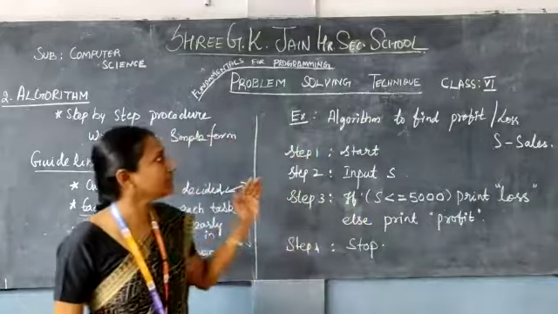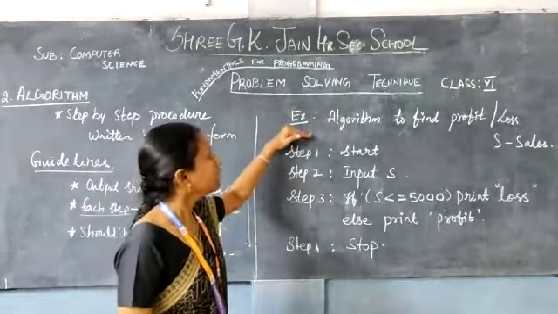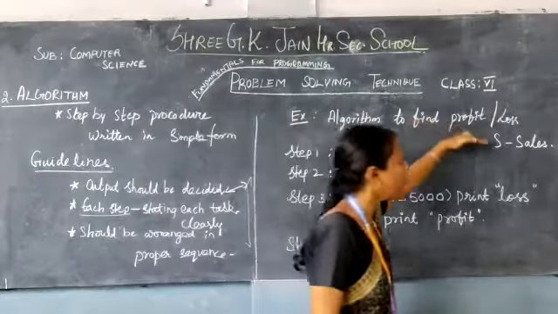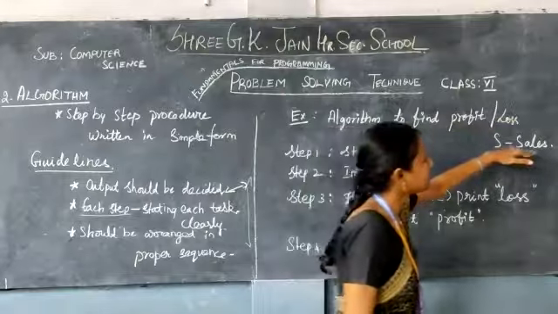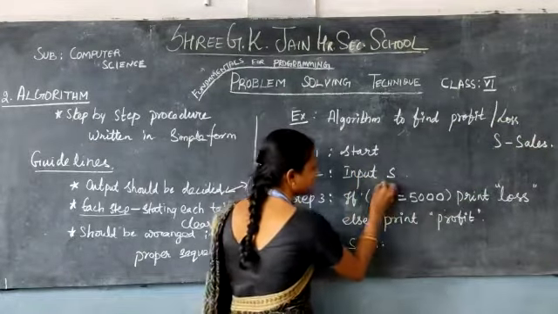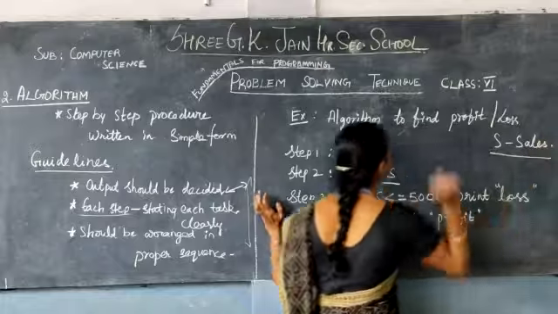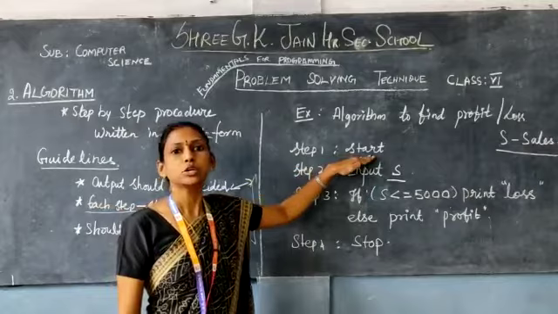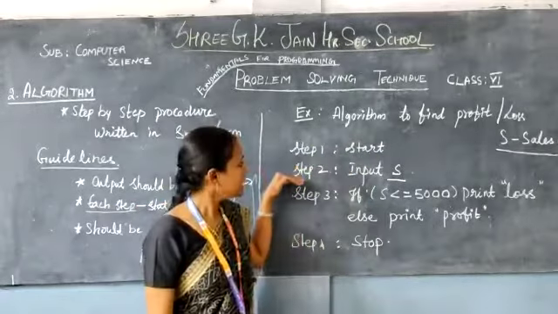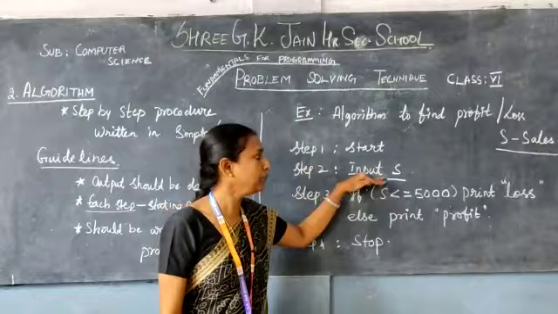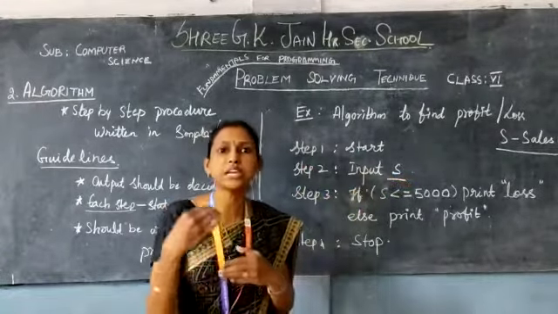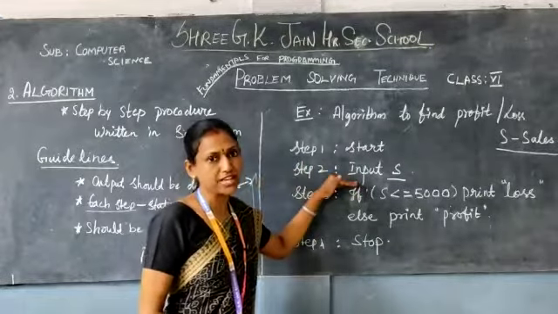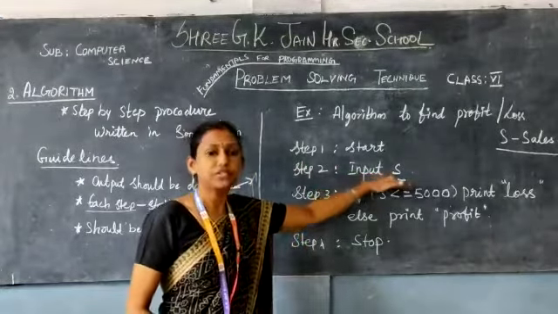Now we will discuss it with an example. Okay. This is an example for writing an algorithm. Algorithm to find profit or loss. This S is sales. Here we have used S, that means sales. 1. Start. We have to give start like this to start our algorithm. Next step is step 2, input S. That is, we are going to get an input from the user. The step 2 specifies that we are going to get an input from the user.